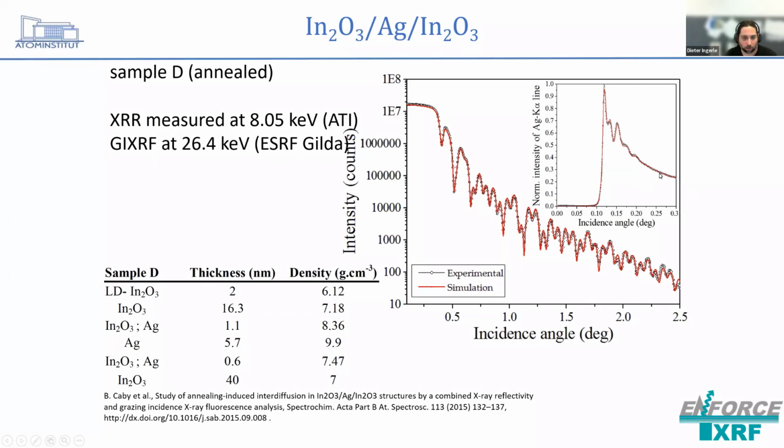So it's basically the fitting of the GIXRF-measured silver K line and the reflectivity curve we measured here in Vienna with the copper tube. In this case, the best fit was not with pure layers, but with some transition layers in between. So it looks like, due to the annealing, there is probably some interdiffusion of the indium oxide and the silver.